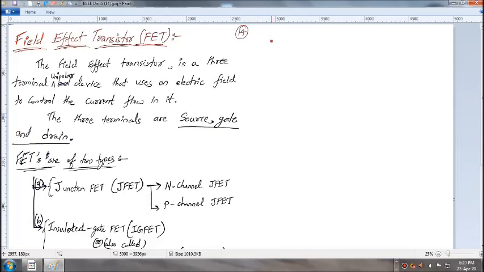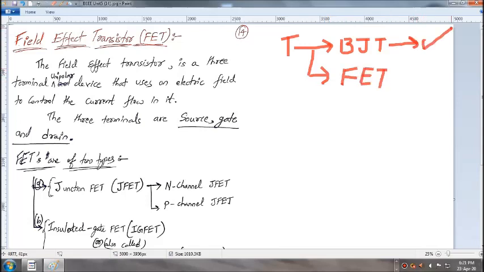Good morning. In the first half of the unit, we learned about a transistor and we classified transistors into two types. The first one is a BJT and the next one is FET. In the first half, we learned the simple definition of a BJT, the construction of a BJT, the working principle of a BJT, and finally different configurations of BJT.